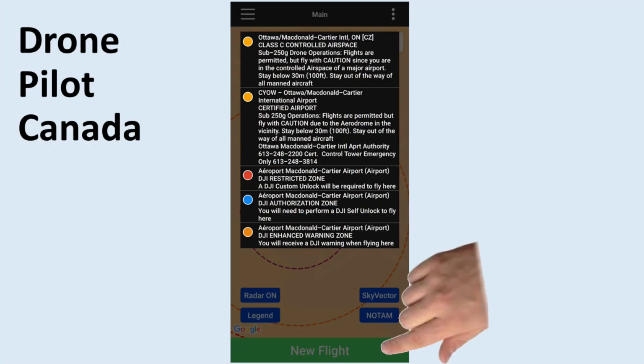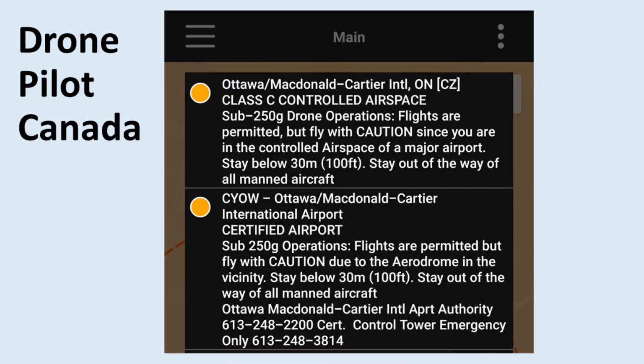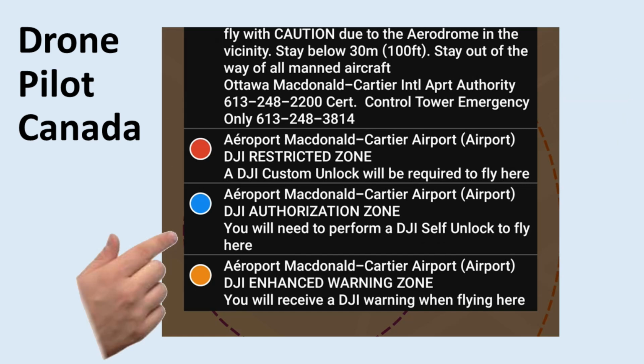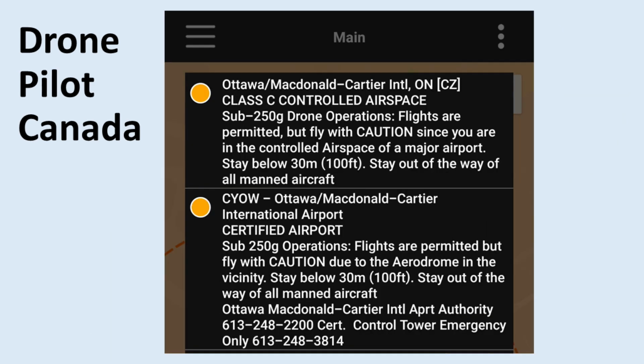But if you try the same stunt with Drone Pilot Canada, yes, it's marked as green because it's a sub 250, you can do it. But you also get a slew of warnings about the certified airport zone, the Class C controlled airspace, as well as the DJI unlocks you would need to do. Plus, you're given plain language instructions to fly with caution, stay below 30 meters, and stay out of the way of all manned aircraft. Forget about the patterns, just stay away from all aircraft. By the way, that 30-meter altitude suggestion in Drone Pilot Canada, it isn't a regulation. It's just my recommendation if you're flying in any of these areas near airports or heliports with a sub 250 gram drone. Stay low.